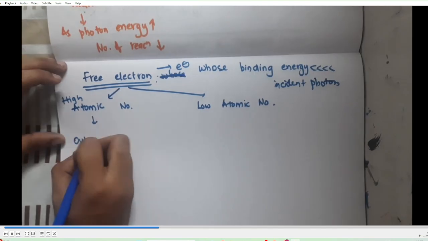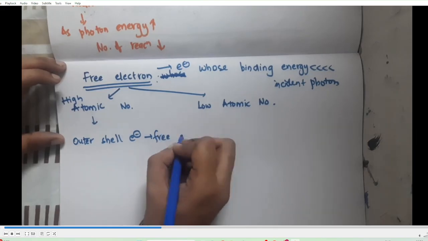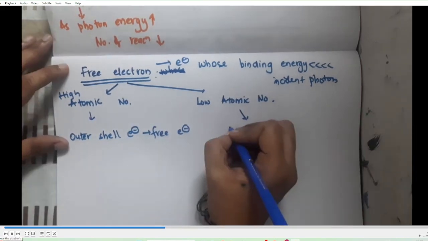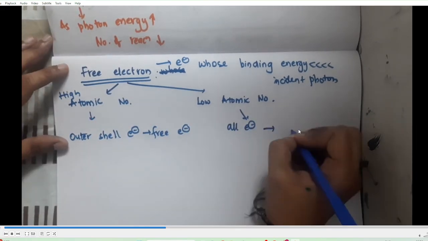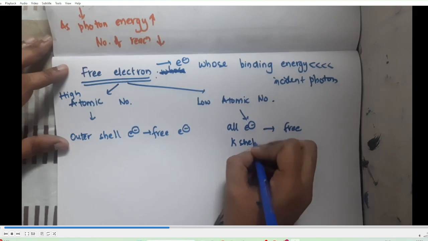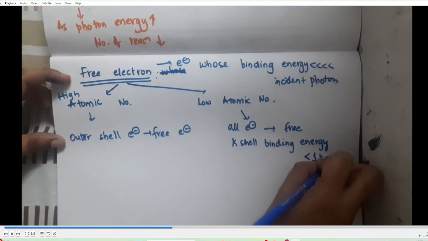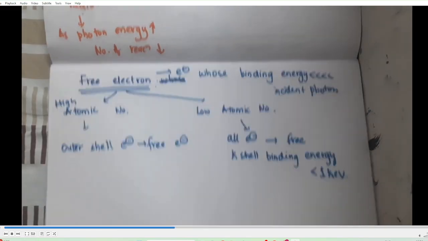If the elements have a higher atomic number, only the outer shell electrons are considered as free electrons. Whereas for elements with low atomic numbers, those found in soft tissues, all electrons are considered as free electrons, because even in elements with low atomic number, even the K shell electrons are bound with energies less than 1 kilo electron volt.